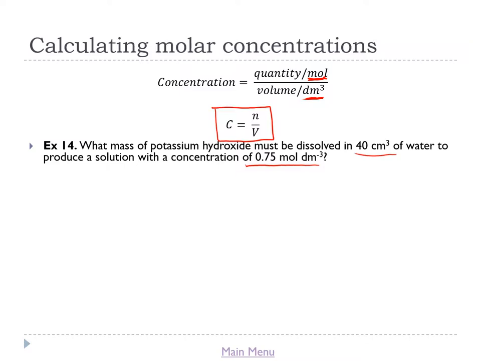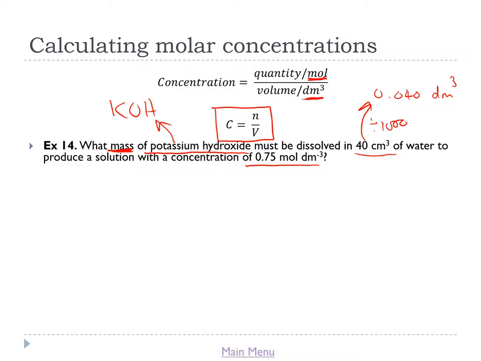Let's just do a bit of housekeeping first. We're using potassium hydroxide, so we just need to know that its formula is KOH. If you don't know that now, you will by the end of the course, I hope. If not, good luck. Also note that we've got a volume here in centimetres cubed. We need it in decimetres cubed, so if we divide that by 1,000, we get a volume of 0.040 decimetres cubed.